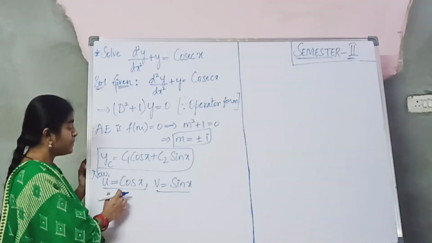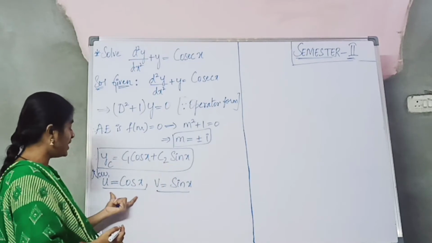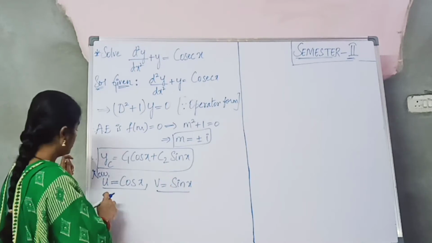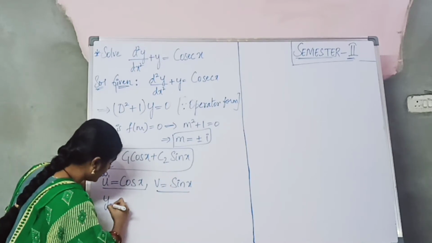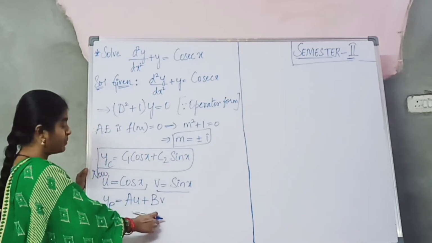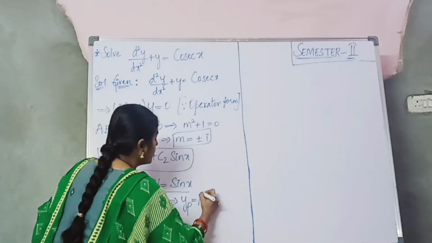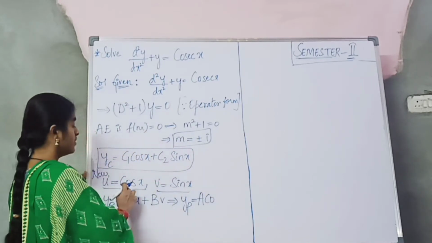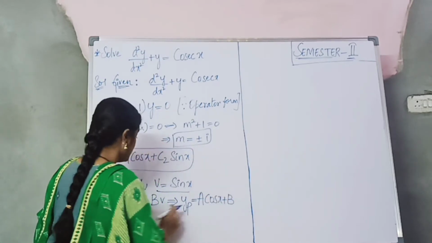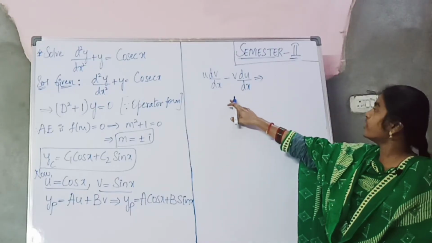According to step 1, yc equals c1u plus c2v. So here u equals cos x and v equals sin x. Then yp equals au plus bv according to step 2. That implies yp equals a cos x plus b sin x. Now according to step 2, what we have to find?